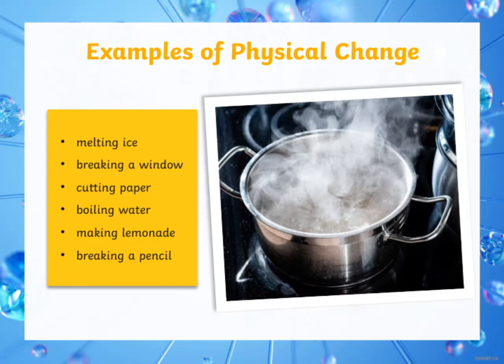Let's look at some everyday examples of physical change. Melting ice, it turns from solid to liquid, but it's still water. Breaking a window or a pencil, the shape changes, but the material stays the same. Cutting paper is similar, the pieces are smaller, but it's still paper. Boiling water changes its state from liquid to gas, and making lemonade mixes ingredients without changing their basic nature. These are all physical changes. The substance itself doesn't transform, only its form or state.